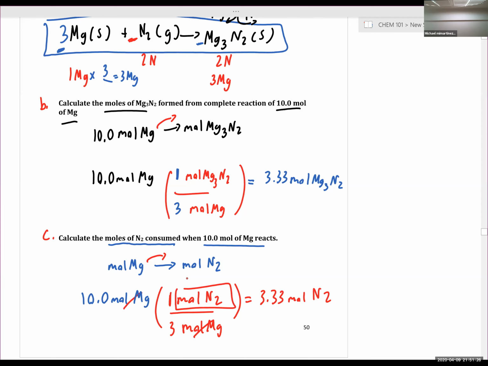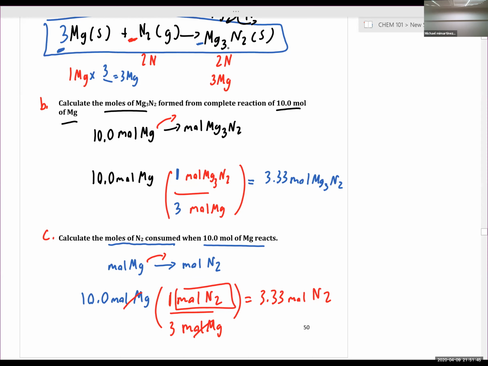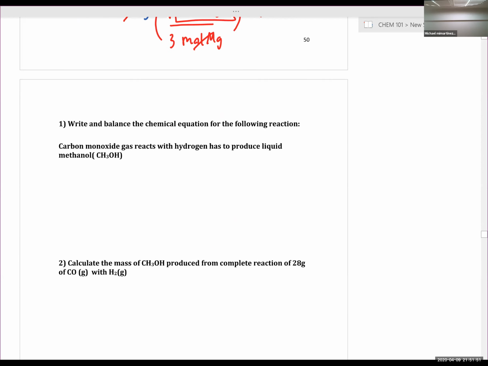Any questions on this example? The only thing that's new is that we had to write our chemical equation and balance it. Beyond that, this is all standard stoichiometry. Any additional questions on this example? If not, we'll continue on with a few more examples.